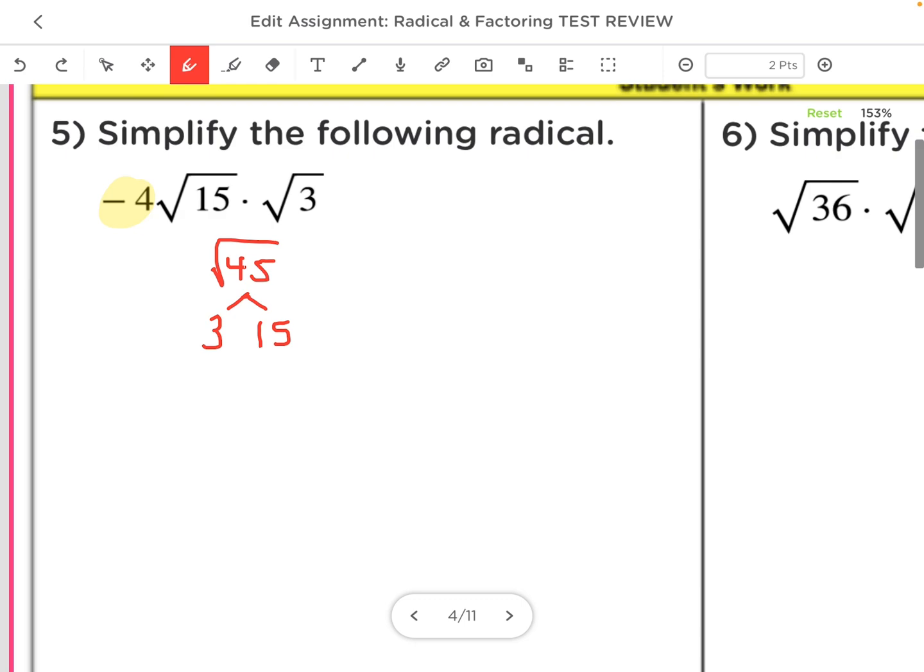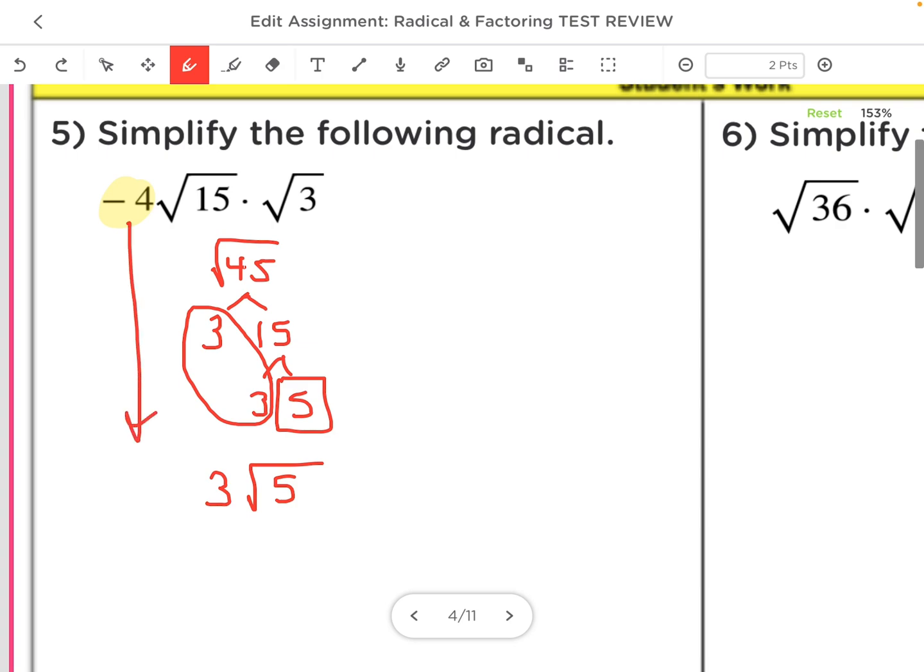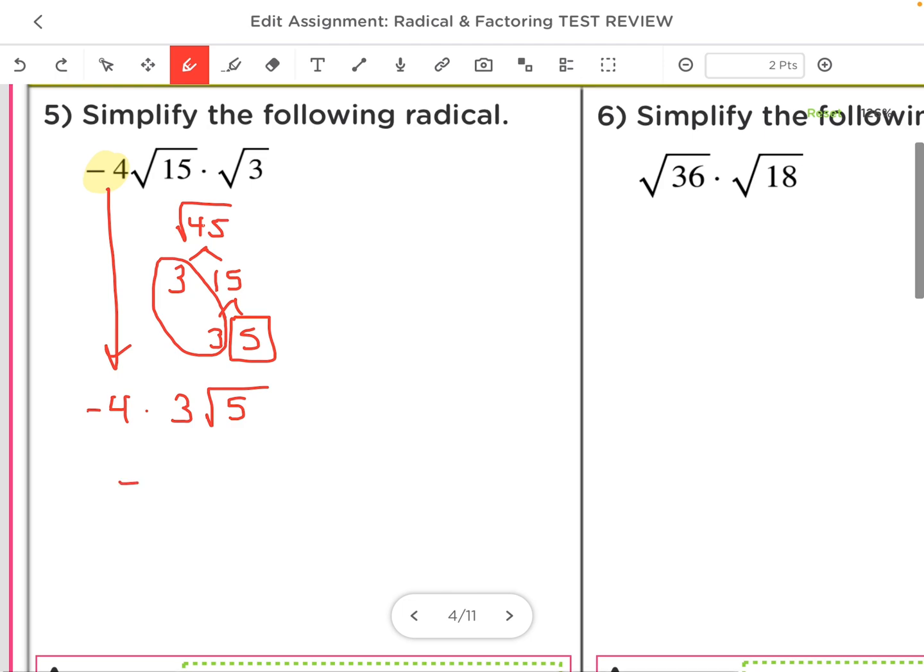which I'll do in the next problem. But still moving along my square root of 45, I'm going to take 15 and split that into 3 and 5. And so that gives me a 3 on the outside and the square root of 5 left over. Now I have to bring down my -4 and multiply that on the outside, giving me -12 square root of 5.